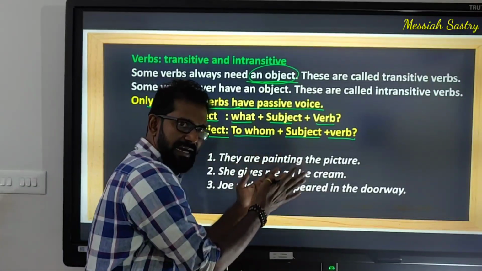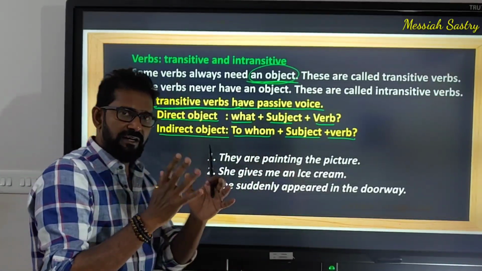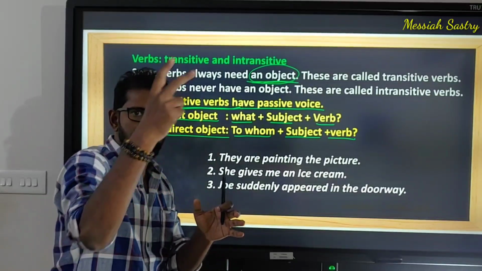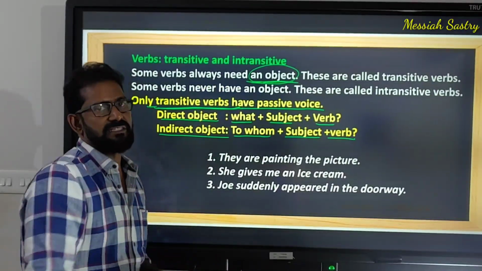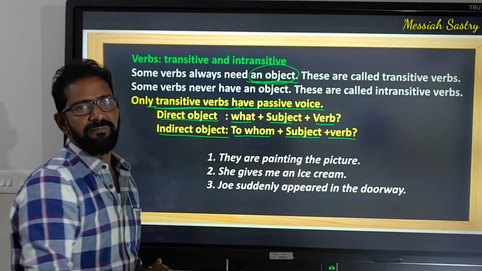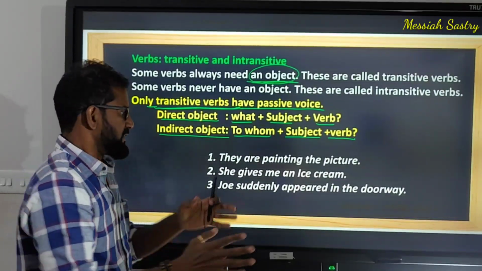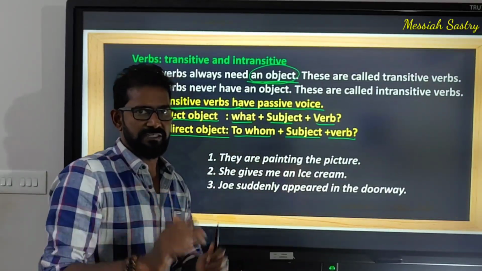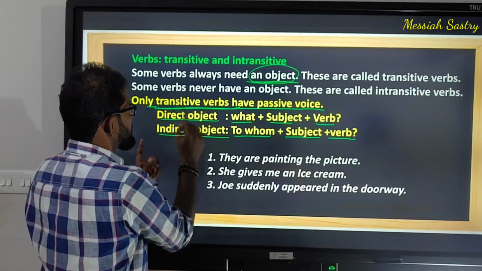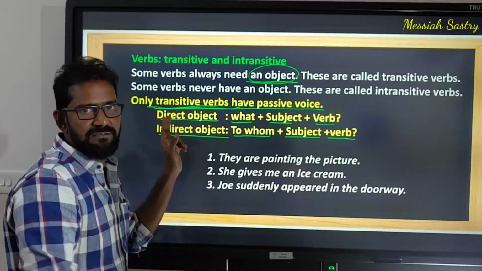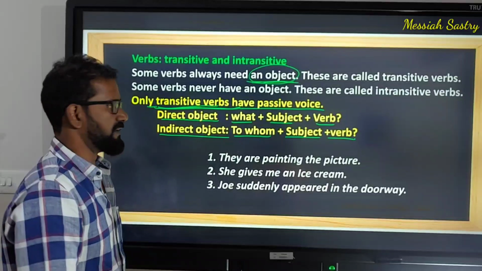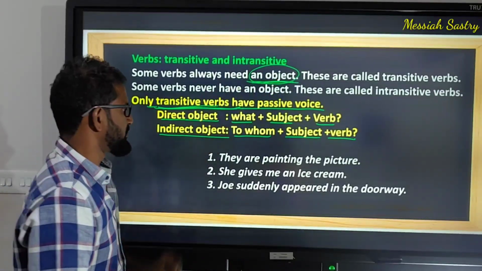To change active to passive, in order to express an action in two possible ways, there must be an object. Without an object, passive form is not possible. So the verb must be transitive. Only transitive verbs have passive forms because they have an object.